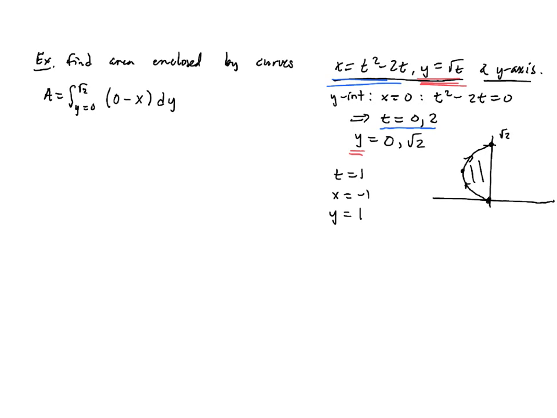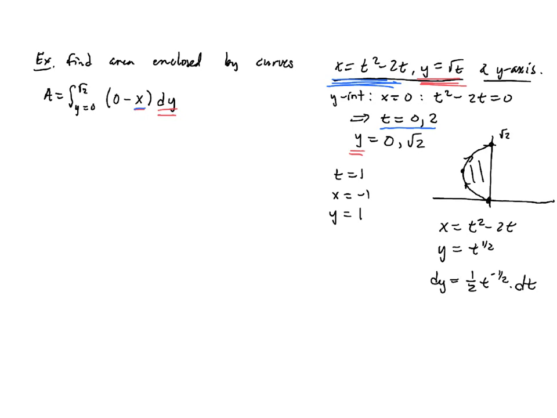Now I'm going to do the same thing that I did on the previous page. I have an equation that I'm using for my x curve over here, and I have an equation that I'm using for my y piece in red. So my x that I'm going to use in this integral is t squared minus 2t. My y is square root of t, which is t to the 1/2. And then my dy I get by taking the derivative of this and multiplying by dt.